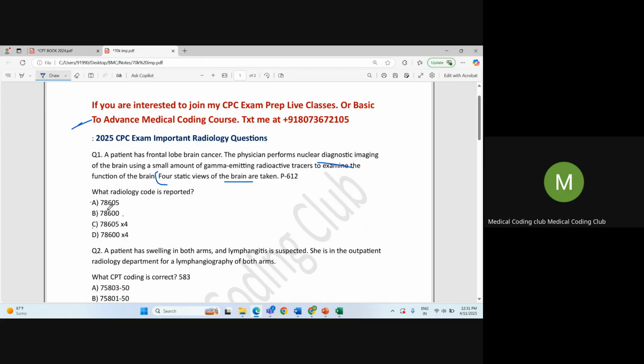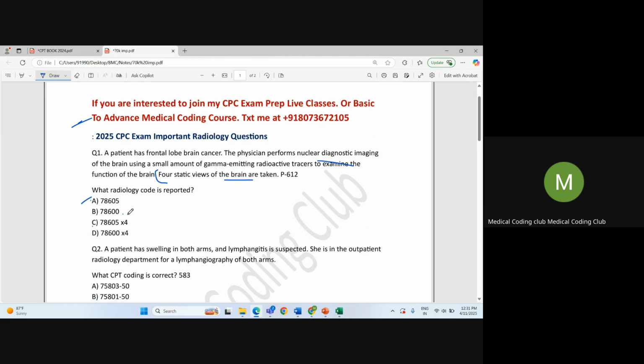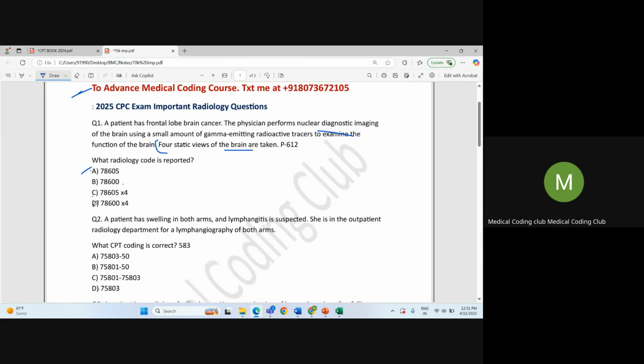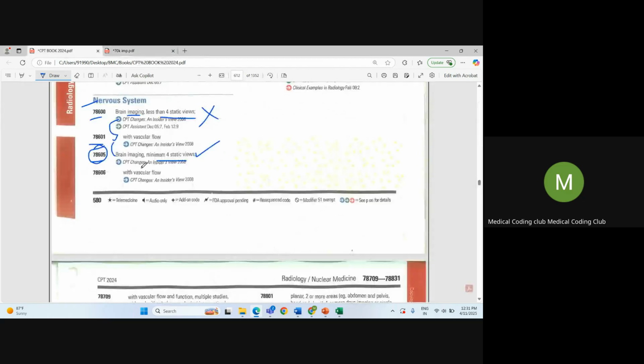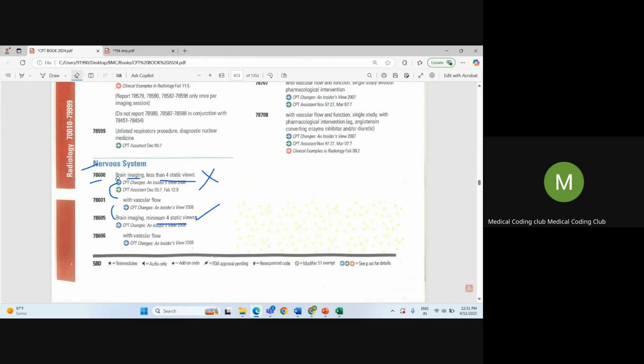So you can see option A is 78605 and option B is 78600, and options C and D come with units. Since there are 4 static views, you can see the options with units 4. But you need to cross check whether you can go with the units or not.